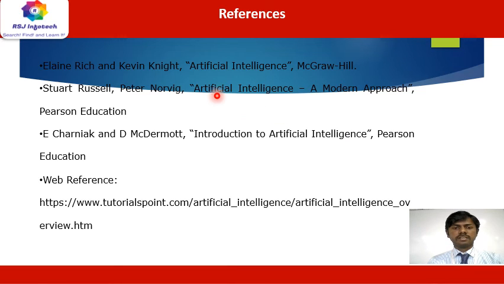References: Elaine Rich and Kevin Knight, Artificial Intelligence; Peter Norvig, Artificial Intelligence: A Modern Approach, by Pearson Education; and Introduction to Artificial Intelligence. You can also read the web references for the following.